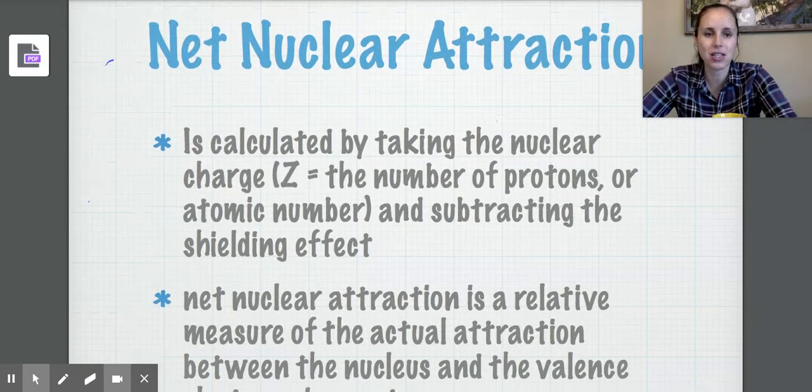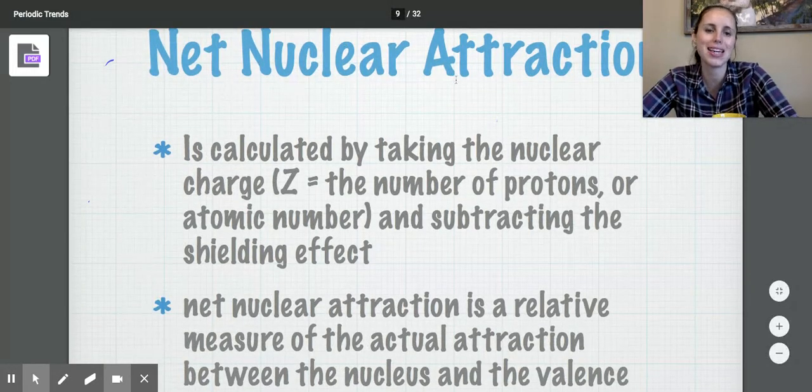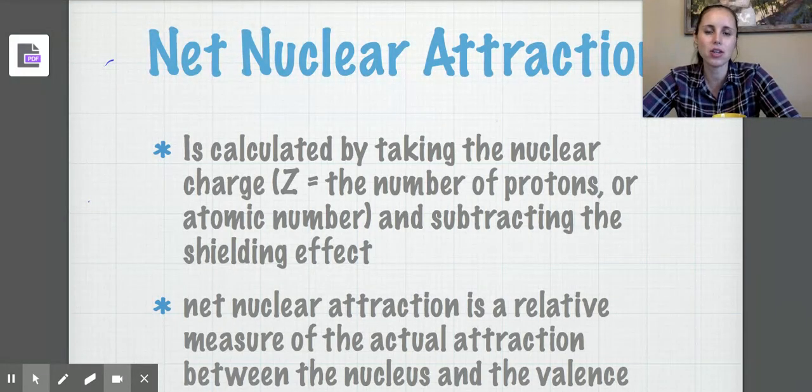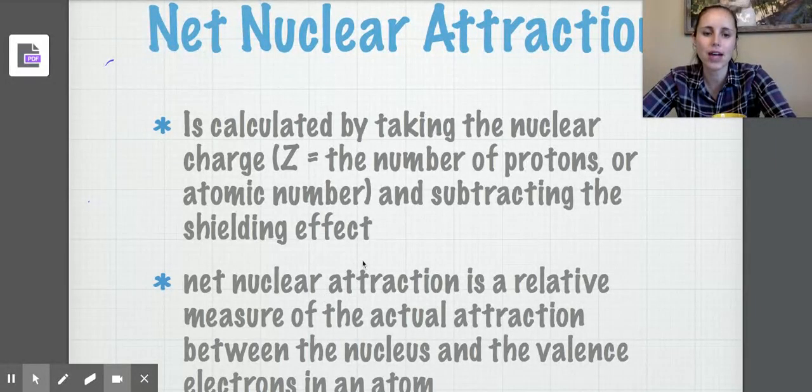Let's talk about our next concept now, and our next concept is going to be net nuclear attraction. So net nuclear attraction, again, can take a little while to wrap our head around. The definition: we say it's calculated by taking the nuclear charge, Z, or the number of protons, and subtracting the shielding effect. So essentially, it's going to be taking the number of protons, taking out the shielding effect, and seeing what's left. Net nuclear attraction is a relative measure of the actual attraction between the nucleus and the valence electrons in an atom.